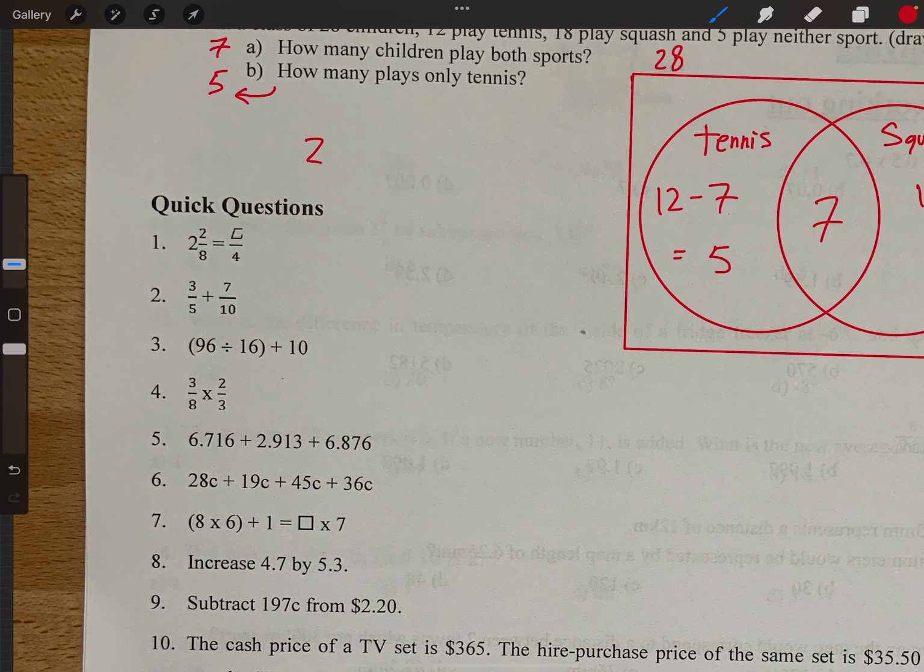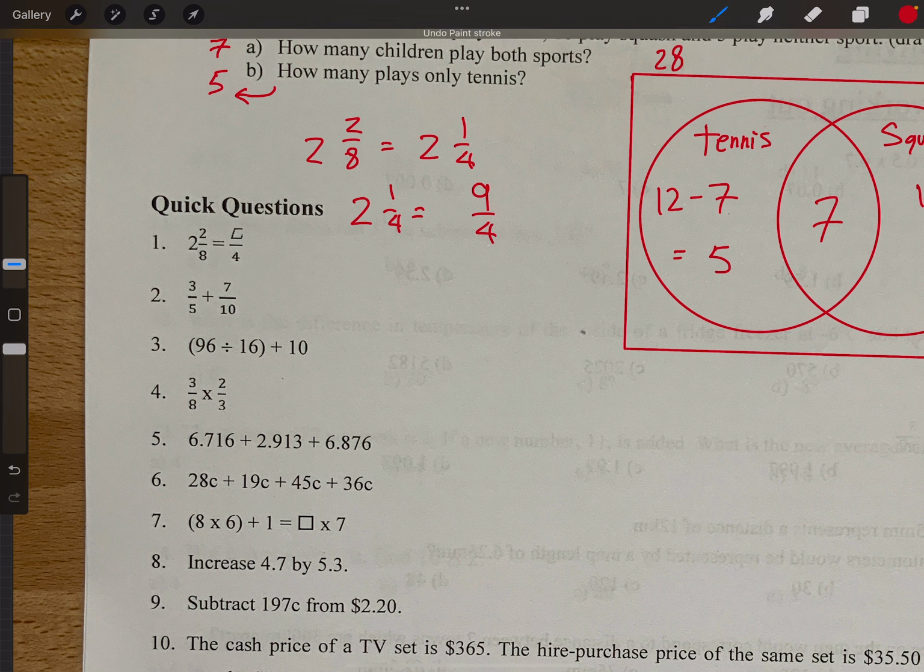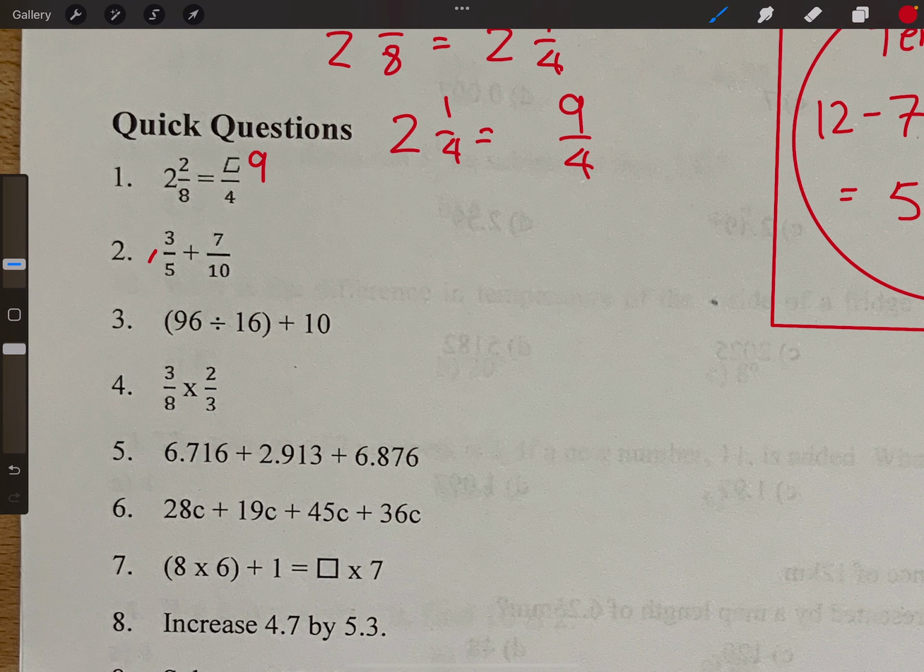2 and 2 over 8 is going to be the same as 2 and 1 over 4. I'm just simplifying this into 1/4, okay? So 2 and 1 over 4, let's put it into an improper fraction. This will be 9 over 4. So therefore this number must be 9. Now to add this one, we're going to have to times this by 2, times this by 2. So you're going to have 6 over 10 plus 7 over 10.